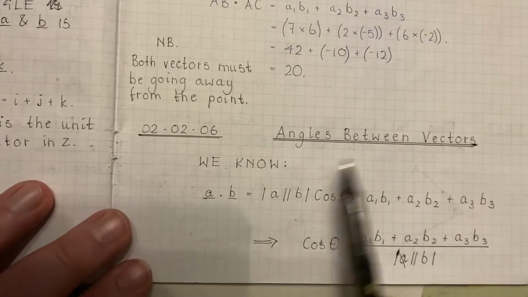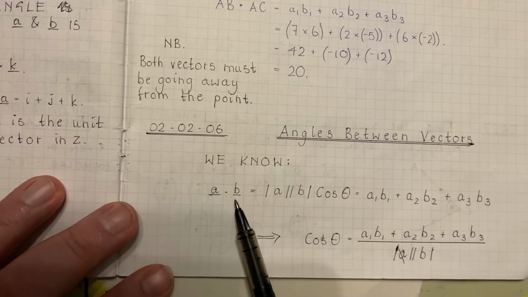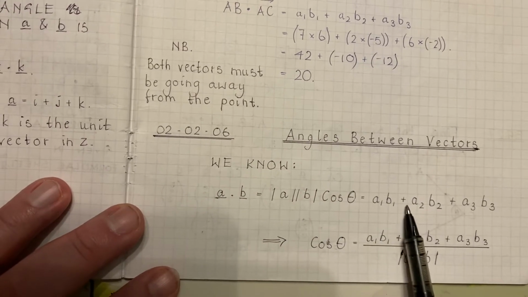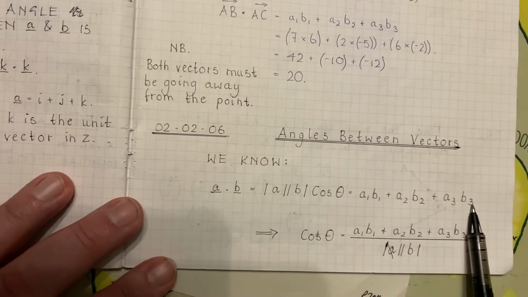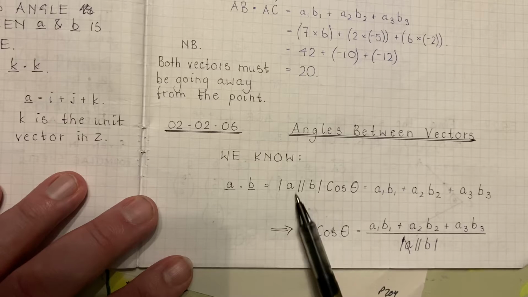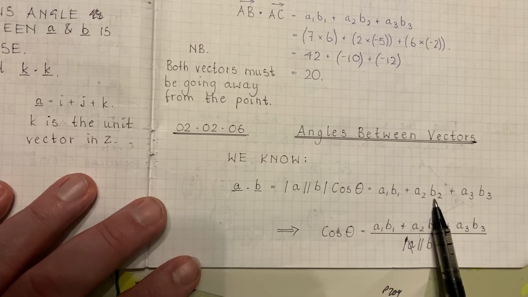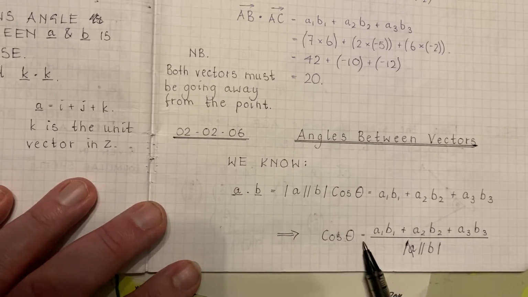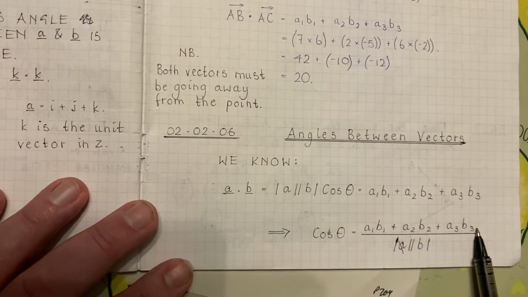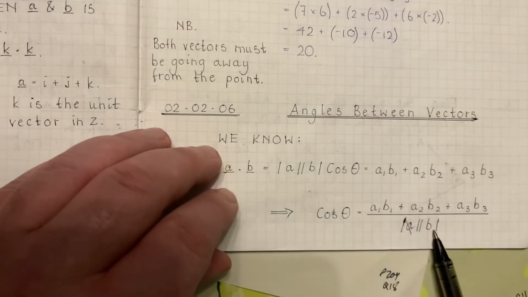So let's look at the angle between vectors. So we know that A dot B is magnitude of A, magnitude of B, cos theta, which is A1 B1 plus A2 B2 plus A3 B3. When we rearrange, we leave the cos theta where it is and take the magnitude of A, magnitude of B over. We can get cos theta as A1 B1 plus A2 B2 plus A3 B3 over the magnitude of A times the magnitude of B.